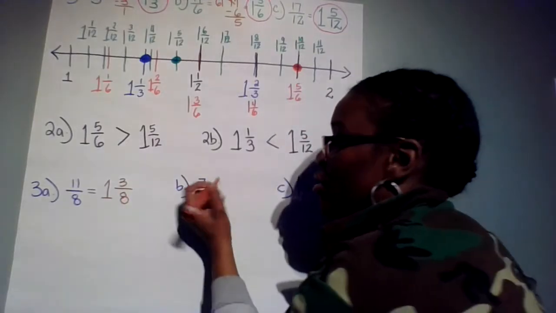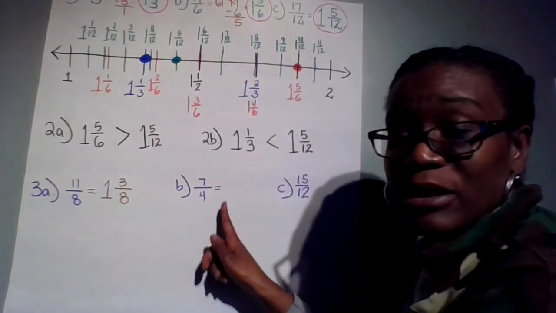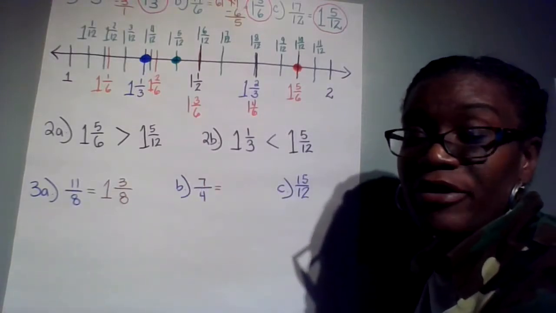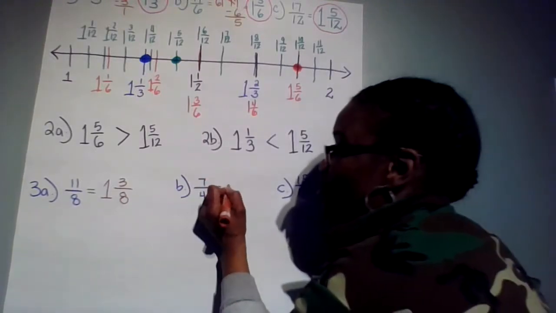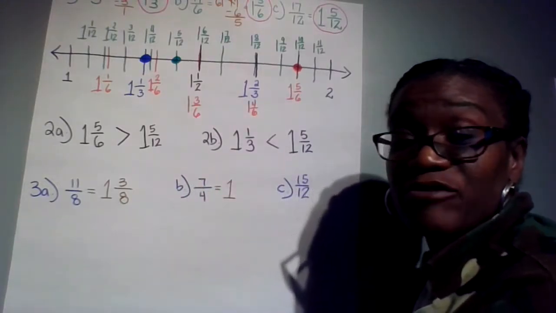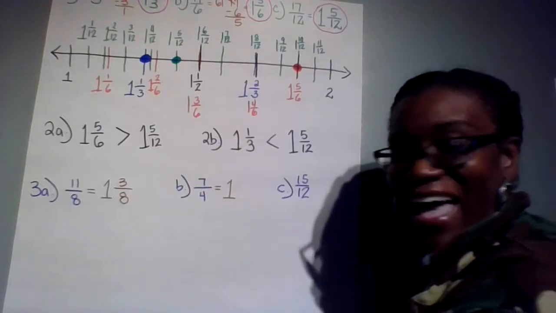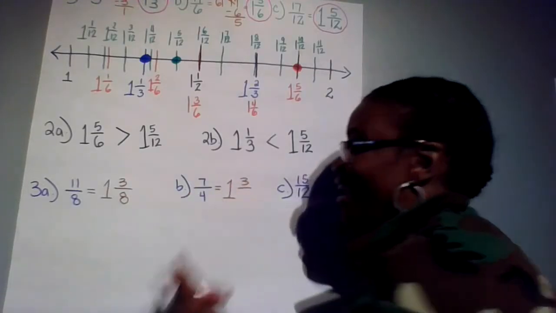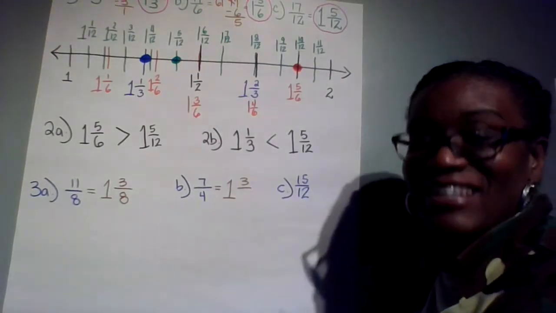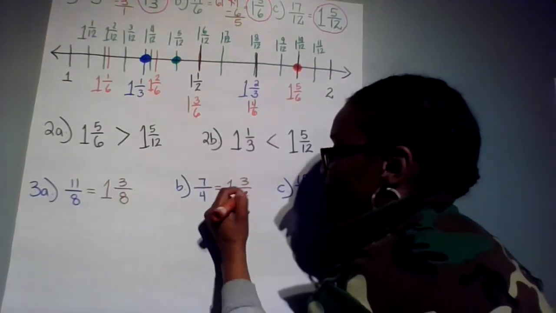Let's do it again for 7/4. How many times can 4 go into 7 without going over? That's right, scholars, 1 time. And when we subtract 4 from 7, we're left with how many? Correct, 3. And what happens with our denominator? That's right, it stays the same.